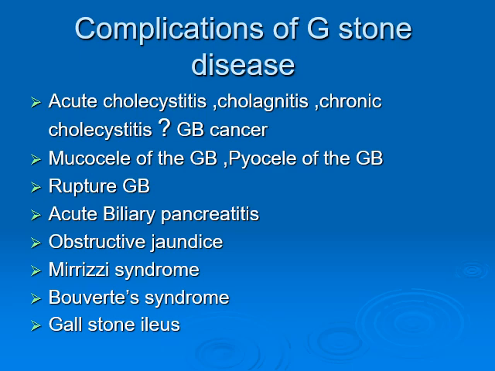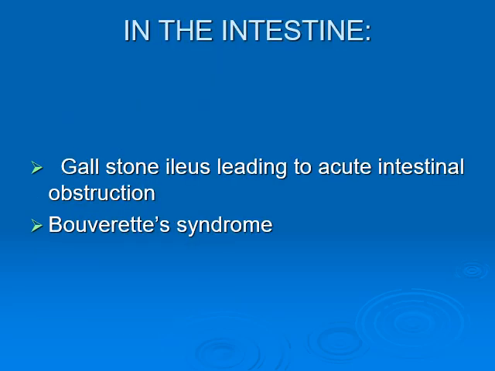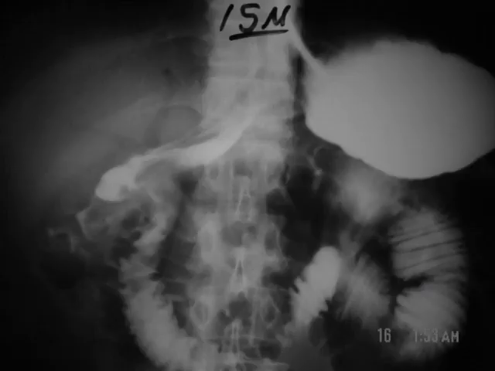Gallstone ileus is another complication due to fistulization between the gallbladder and the small intestine, and usually you find the stone impacted at a loop of jejunum or at the terminal ileum, the most narrow part of the small intestine, leading to intestinal obstruction. That's called gallstone ileus. Gallstone ileus leads to acute intestinal obstruction, and Bouveret syndrome leads to gastric outlet obstruction.